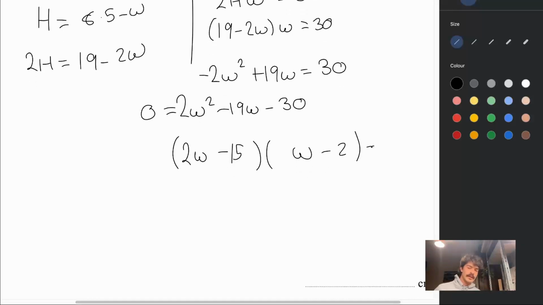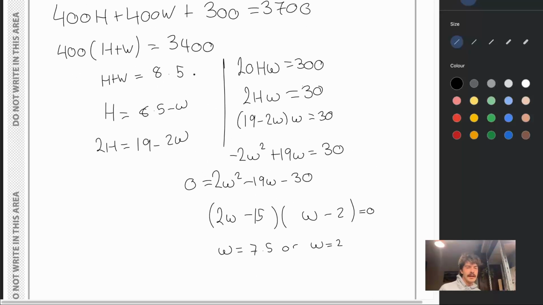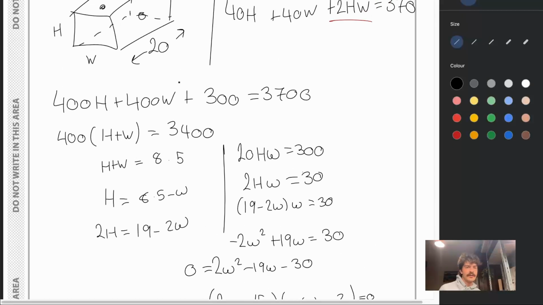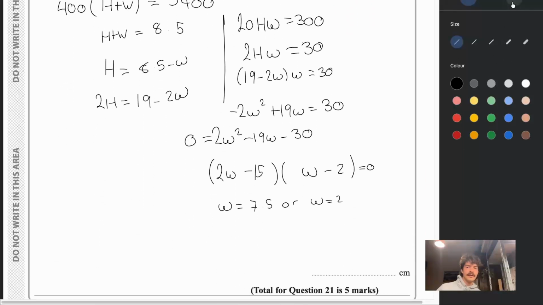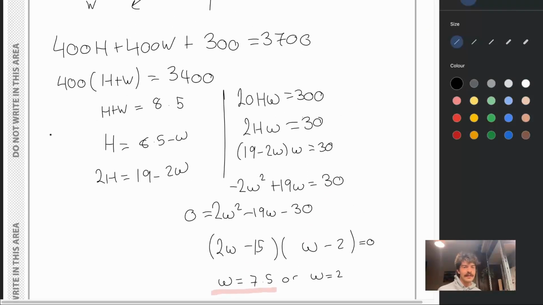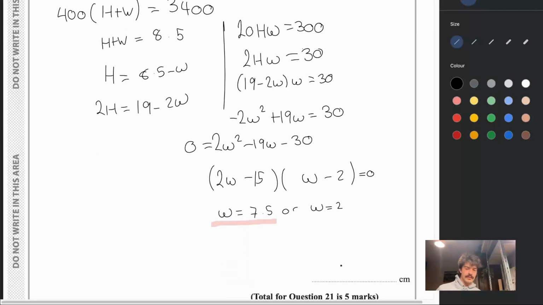Excellent. And we know that this is equal to 0, and as such, your two remaining values are when 2w minus 15 equals 0, in other words, w is equal to 7.5, or when w minus 2 is equal to 0, so w is equal to 2. Now remember the condition that we set ourselves earlier, h plus w is equal to 8.5, and the width of the cuboid is greater than the height. Oh, perfect. So by definition, our width must be 7.5 to ensure that it is greater than the height. 7.5 centimeters.